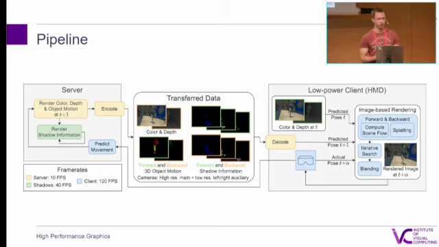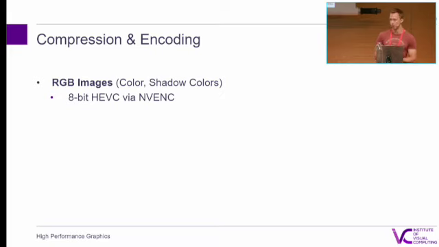Then it renders the data for the color, depth, and the object motion, and also the shadow information, and finally sends this data to the client, which uses the new data together with the data from the old frame and the actual current head position to render the intermediate frames. Of course, sending this much data does require some form of compression and encoding. Luckily, we are purely image-based, which means we can use widely adopted video codecs.